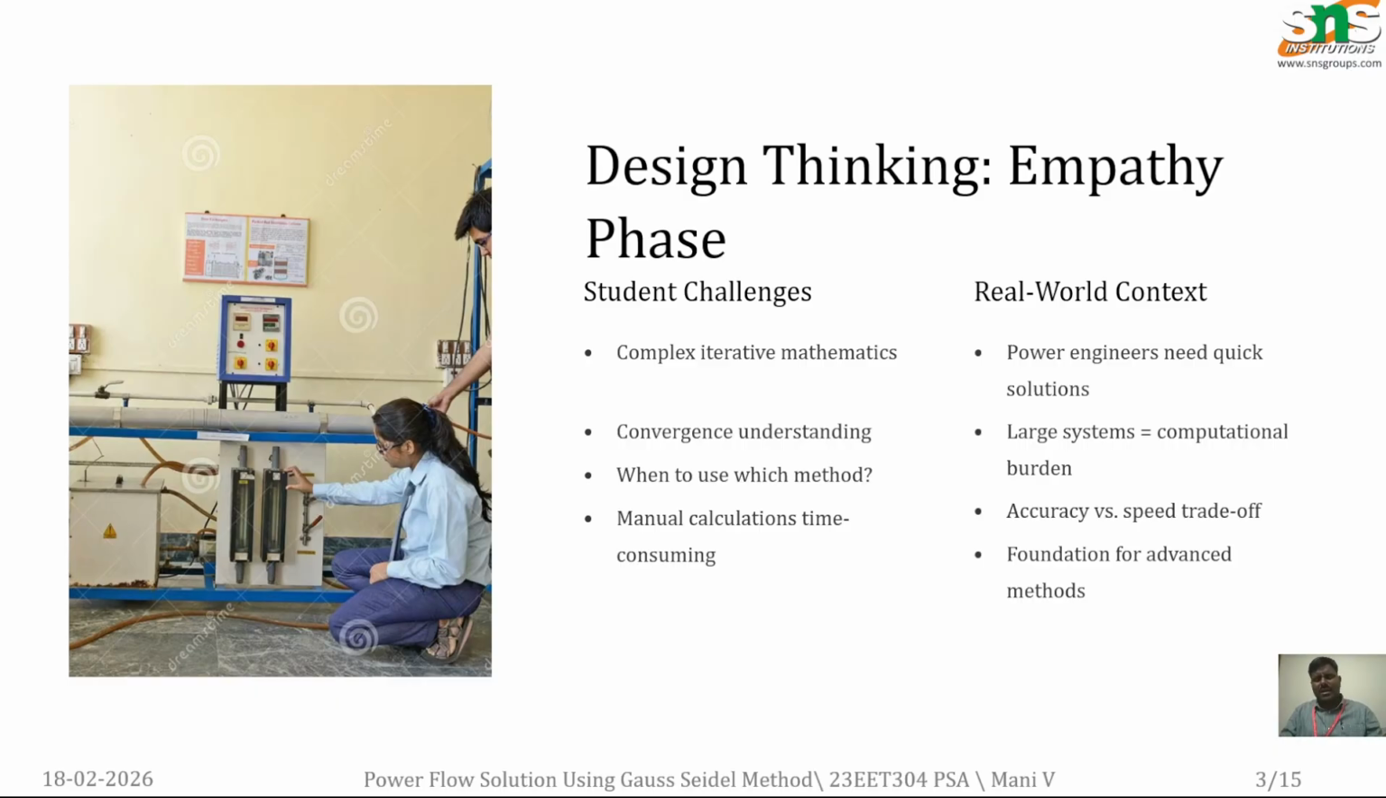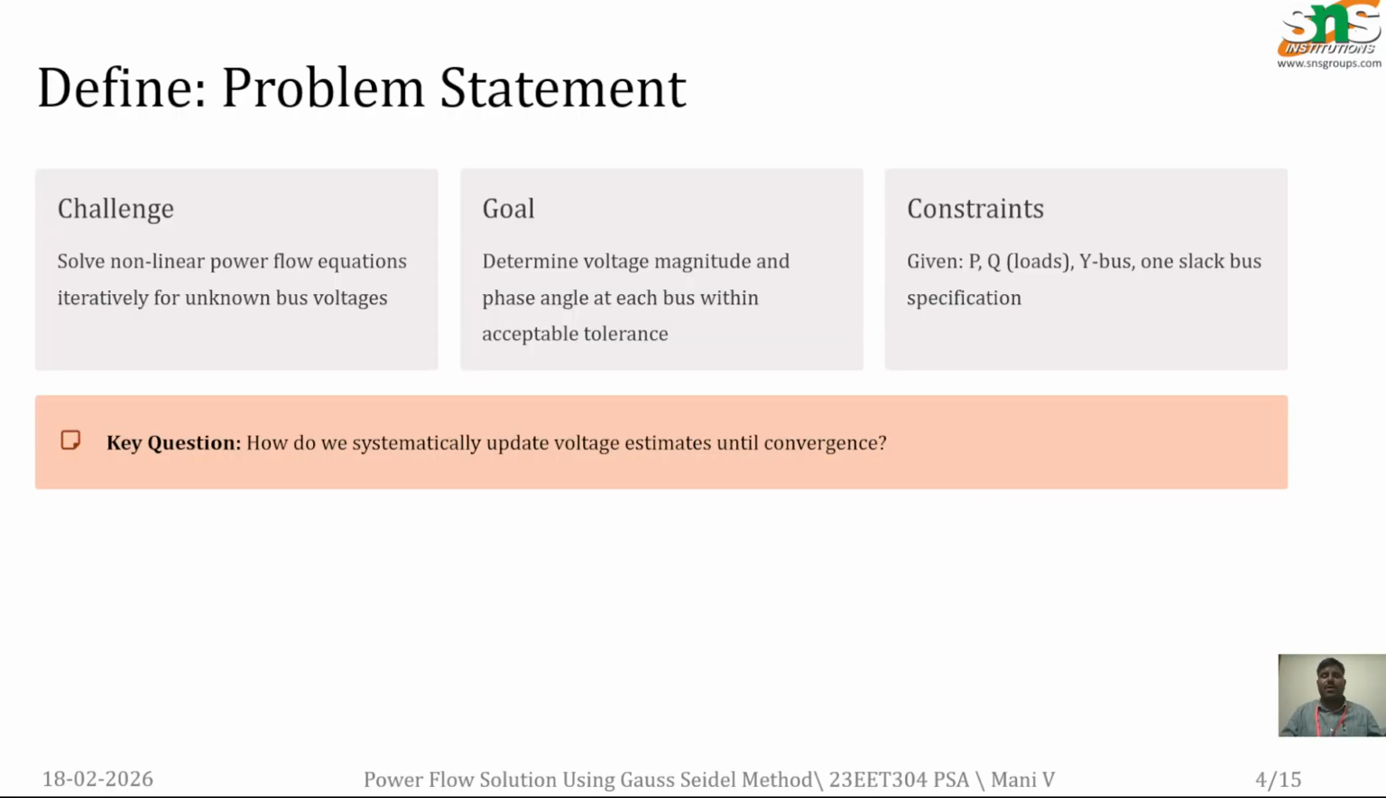In the real-world context, power engineers need a quick solution as much as possible. If you go for a large system, the computation is very high, so it takes more time. Accuracy versus speed is a trade-off, and it is the foundation for advanced methods. So these are some of the issues we are facing.